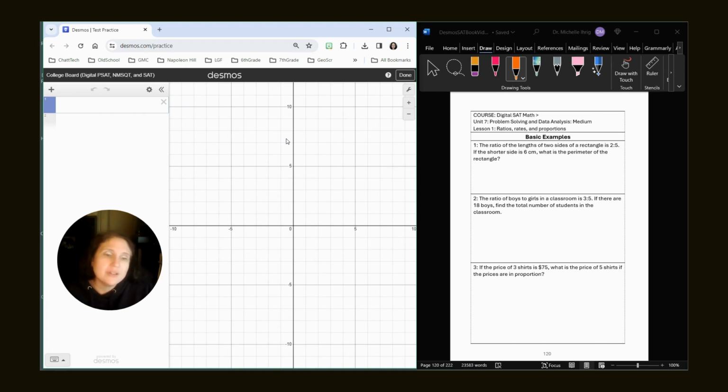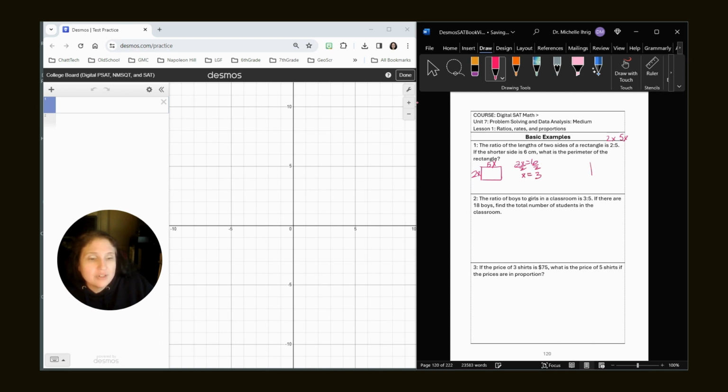All right, the ratio of the lengths of two sides of a rectangle is 2 to 5. So I make my students just stop and draw a rectangle. Because it says the ratio is 2 to 5, watch this: 2x, 5x. Yeah, I know, insane. So we'll just put 2x here because it's shorter. Obviously, it's not drawn to scale. If the shorter side is 6, that means that our x value is 3.